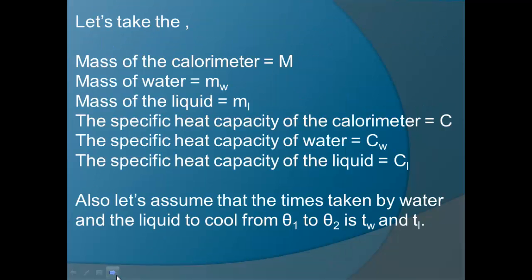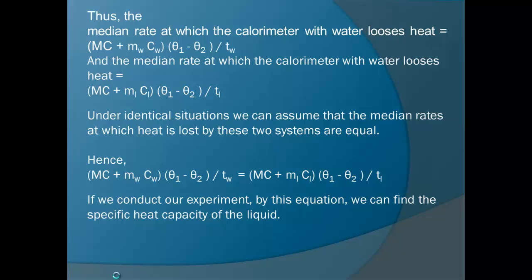So let's take the mass of the calorimeter to be m, the mass of water to be mw, and the mass of the liquid to be ml, and the specific heat capacities of the calorimeter, water, and the liquid to be c, cw, and cl respectively. Let's also assume that the times taken by water and the liquid to cool from an initial temperature of theta 1 to a final temperature of theta 2 are TW and TL respectively. Then the mean rate at which the calorimeter with water loses heat is equal to MC d theta by dt.